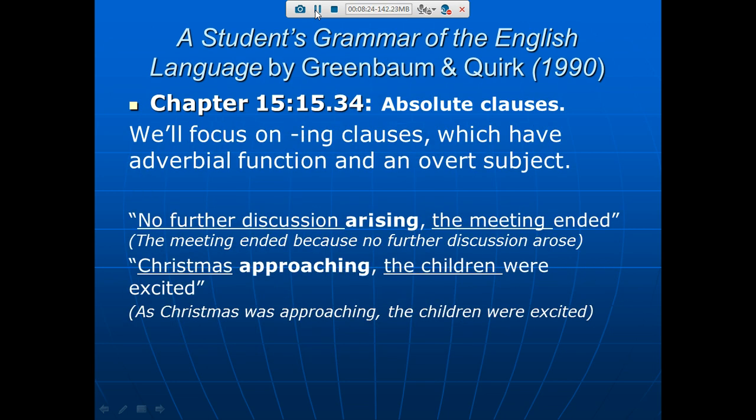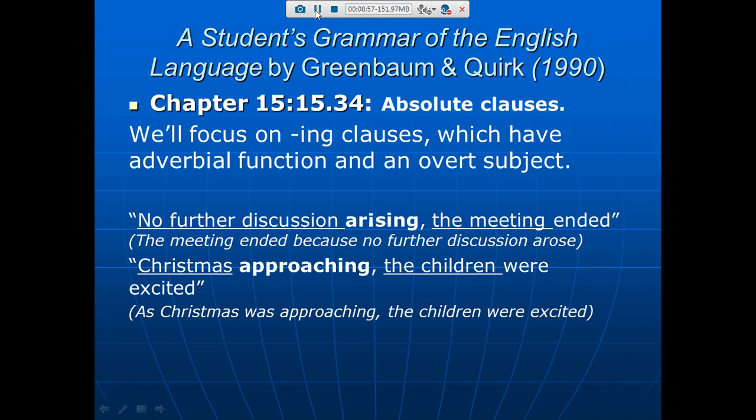Then in point 15.34, they speak about absolute clauses. In this case, we are going to concentrate, as I stated at the beginning of the presentation, only on ing clauses, which have adverbial function and an overt subject. This is very important. And the overt subject is most of the time non-co-referential. That is to say, for example, "No further discussion arising, the meeting ended." This is an example given by the authors.